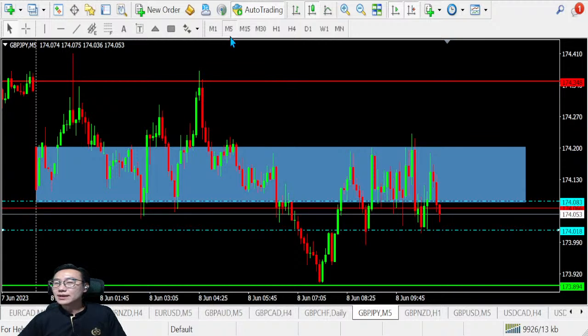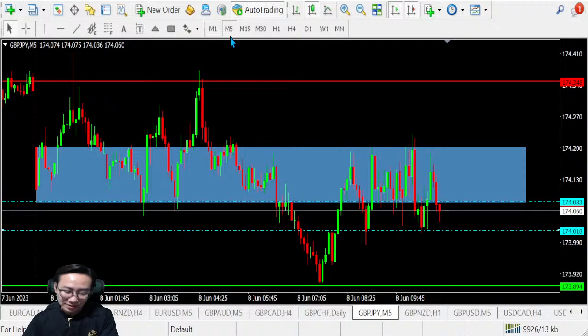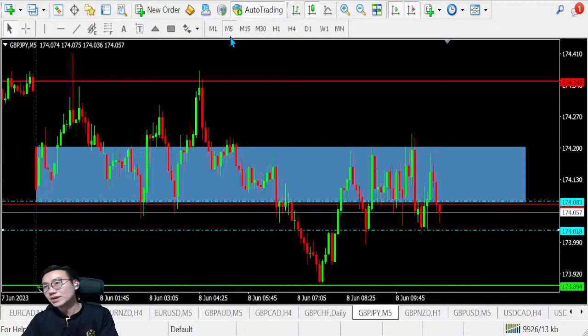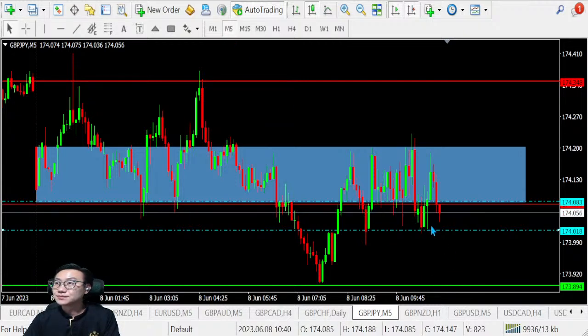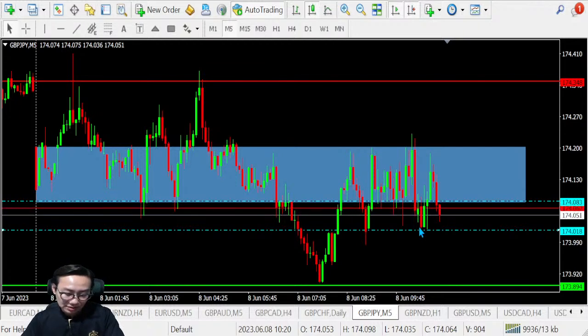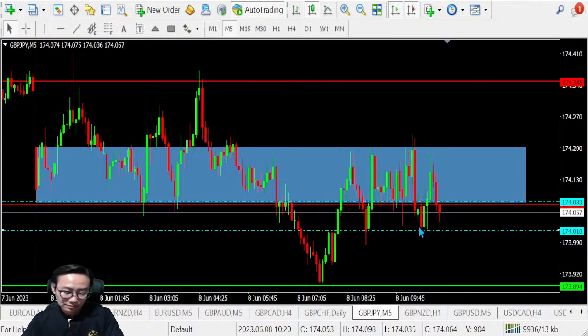Okay, pound yen, please be careful. You know why? Because right at the moment we are on the support. We are already on the support. Look at the left side, this area here. We are already on the support. So this can be dangerous, so please be careful.